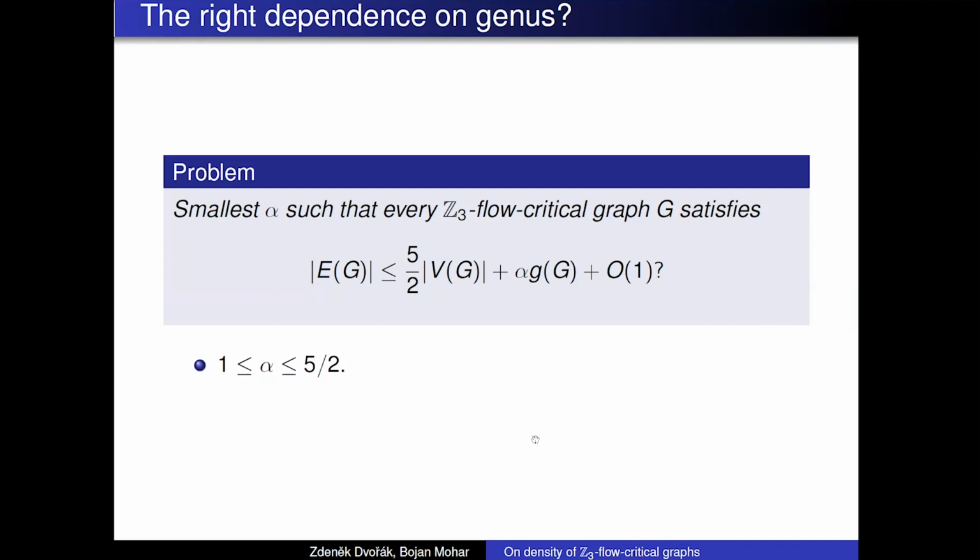So one natural question is what is the right dependence on the genus? The factor of 5/2 at the number of vertices is the correct one because of the duals to the 4-regular graphs. But we do not know whether this constant 5/2 at the genus is the right one, and we suspect it is not. So this lower bound that we get from this graph K3 and minus 3 plus is that alpha must be at least 1, but we do not know where in this range it actually lies.